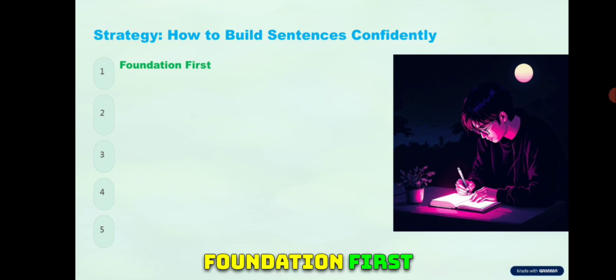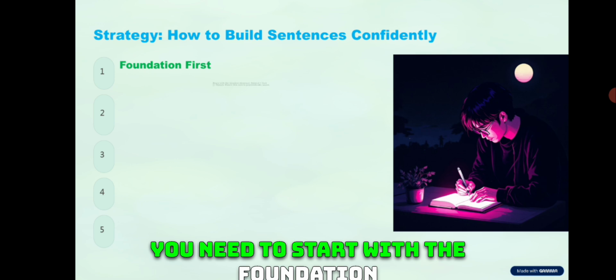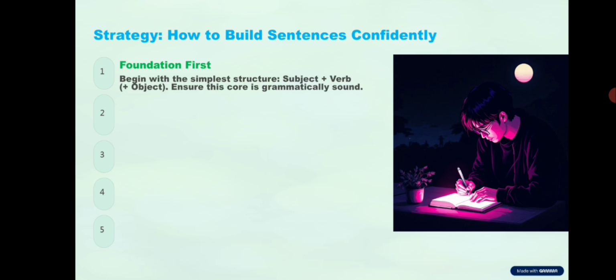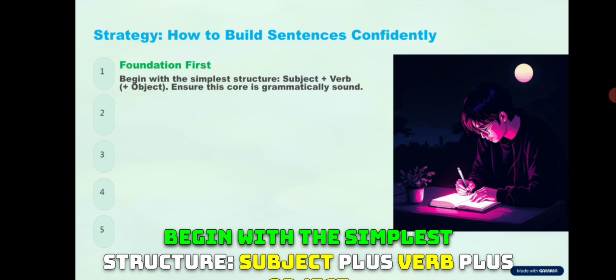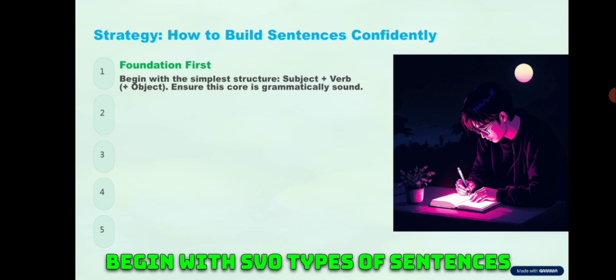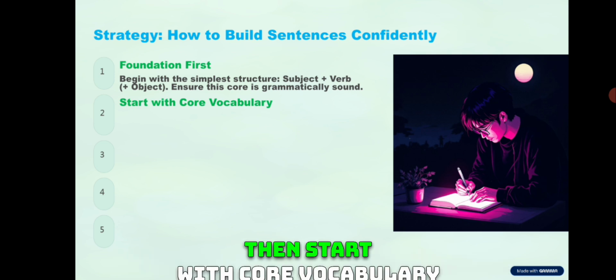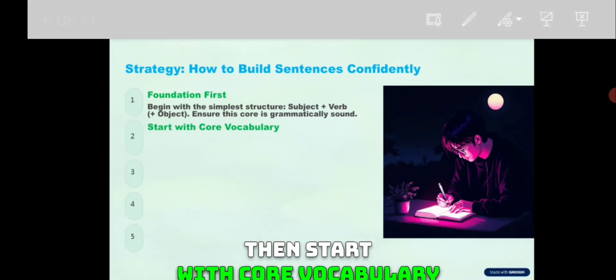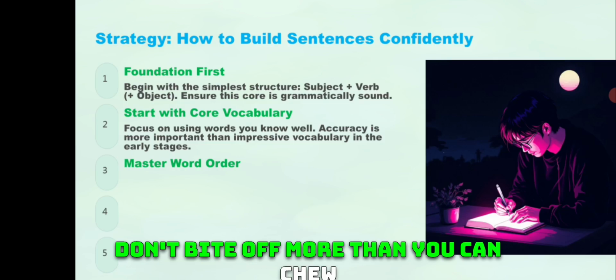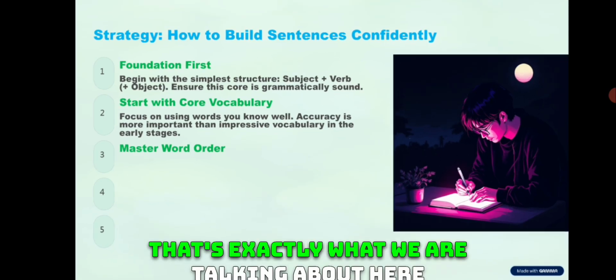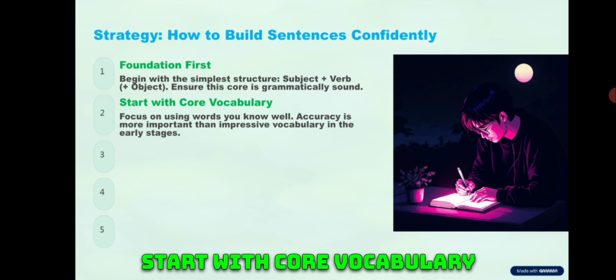Foundation first. You need to start with the foundation. Begin with the simplest structure: subject plus verb plus object. Begin with SVO types of sentences. Then start with core vocabulary. Don't bite more than you can chew. That's exactly what we are talking about here. Start with core vocabulary.